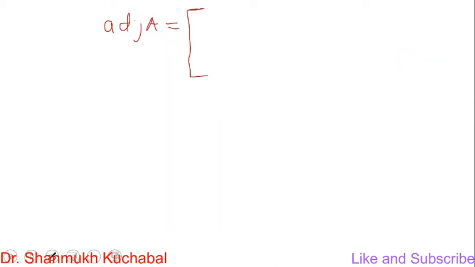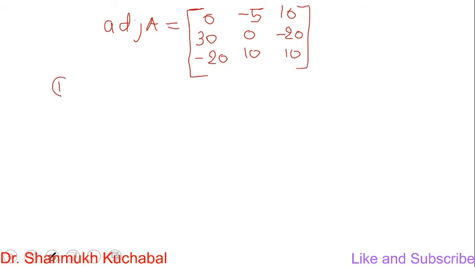So we get this as 0, 30, minus 20, minus 5, 0, 10, 10, minus 20 and 10. Okay, so we get this.